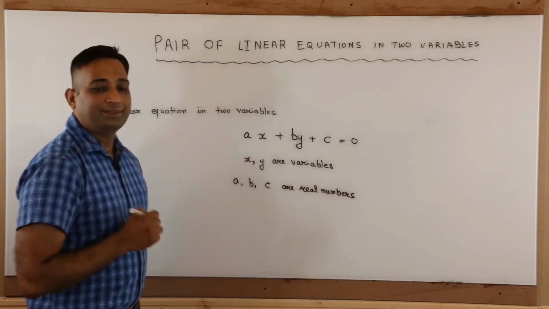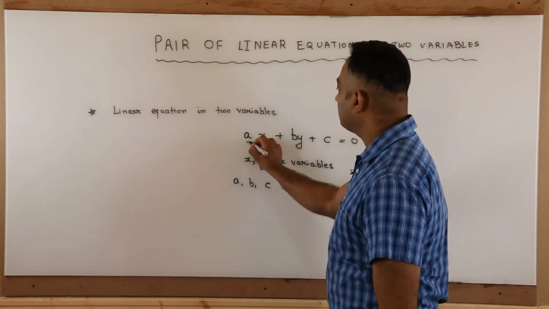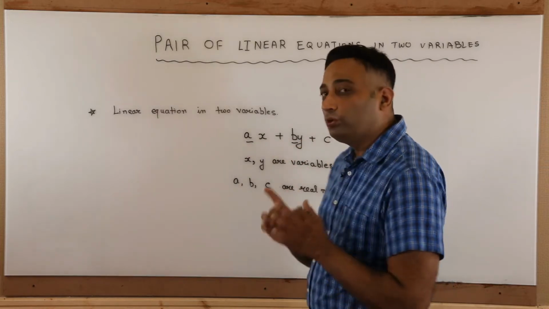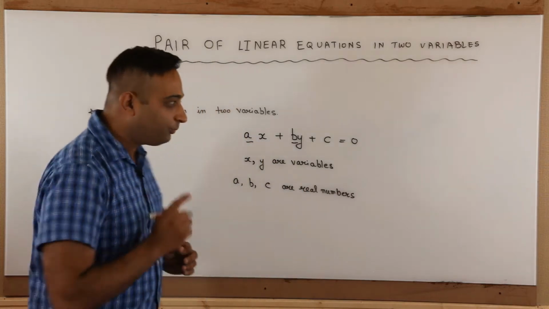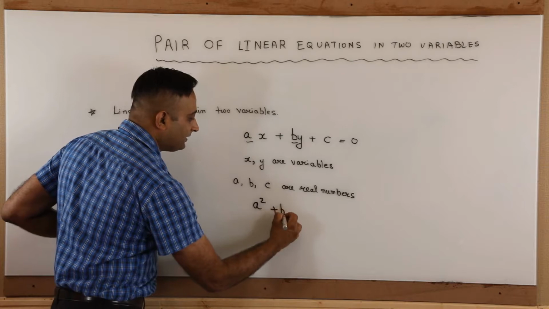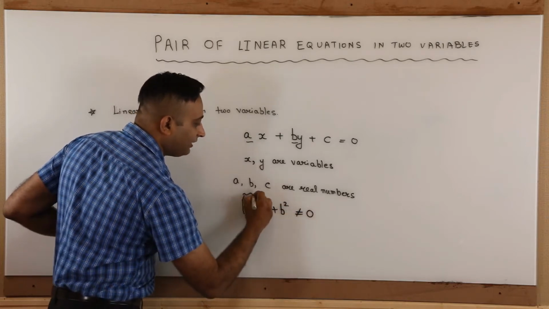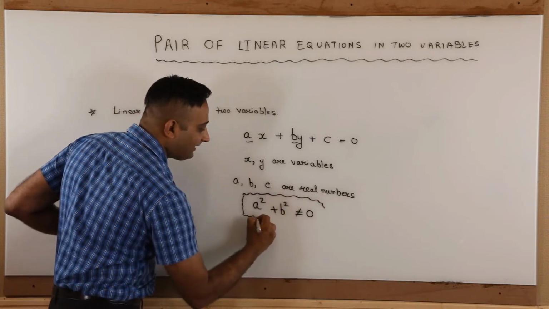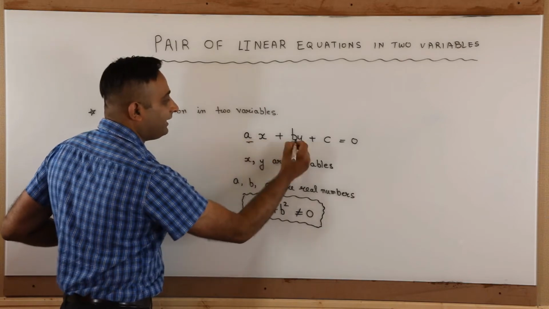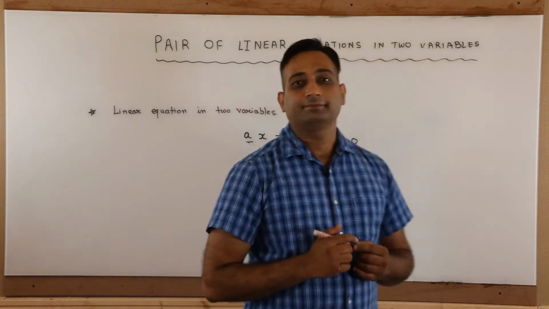But if we want to represent an equation in two variables, then the coefficients of these two variables must not both be 0. That means we have to put a condition over here. We can write it as a square plus b square should not be 0. What does this condition mean? This condition means that both the coefficients a and b will not be 0 at the same time.